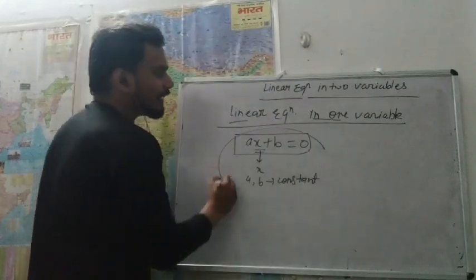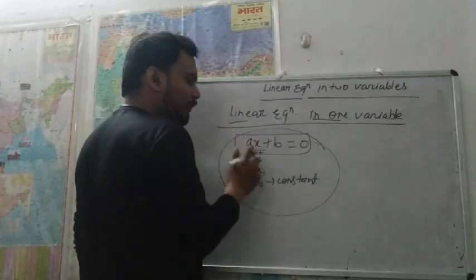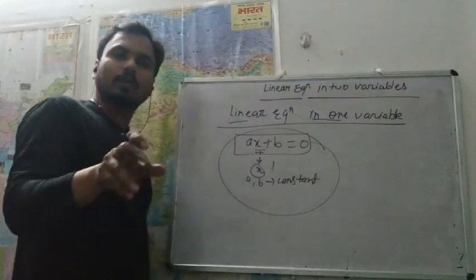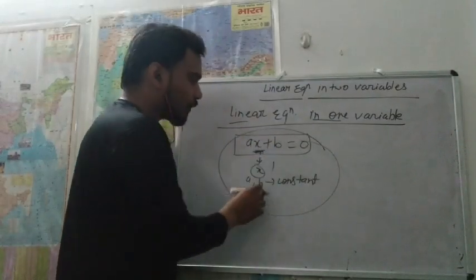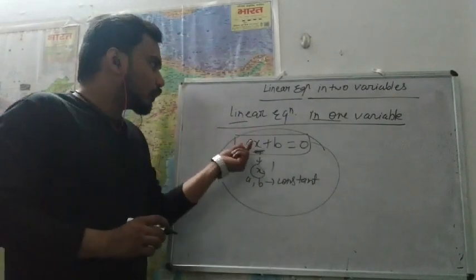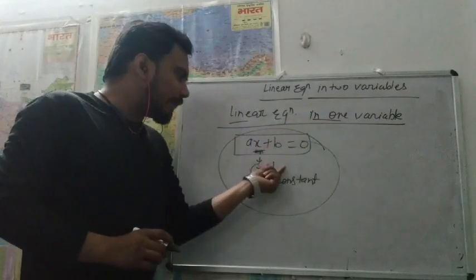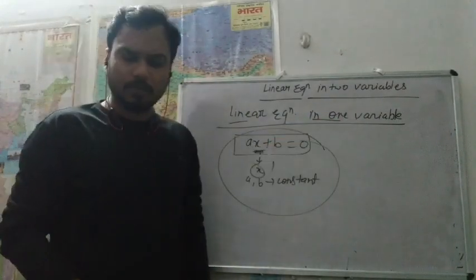An equation that contains only one variable and the degree of the whole equation is 1. The degree of the equation denotes the maximum power of the variable in the equation, that is 1. So this kind of equation is known as the linear equation in one variable.